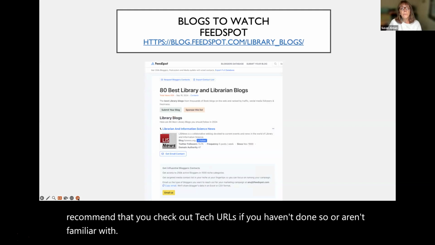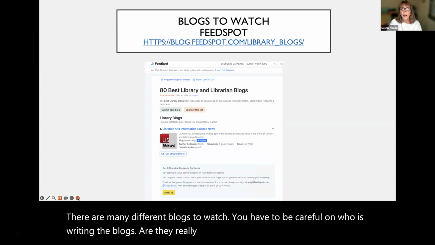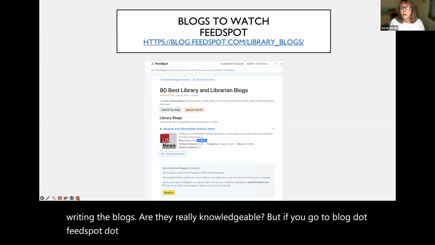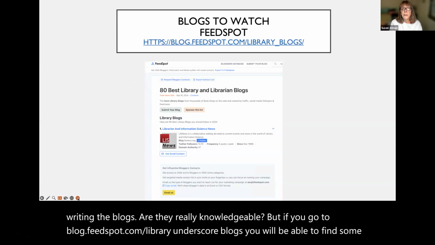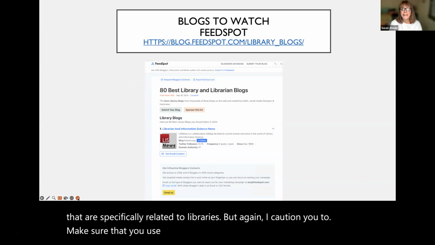There are many different blogs to watch. You have to be careful on who is writing the blogs. Are they really knowledgeable? But if you go to blog.feedspot.com/library_blogs, you will be able to find some that are specifically related to libraries. But again, I caution you to make sure that you use your information skills to know that they are reputable.